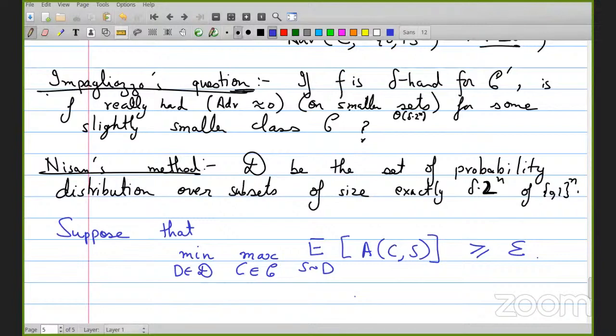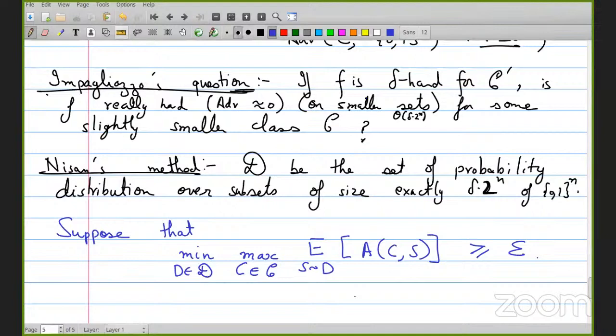Suppose that it so happens that our class script C is such that no matter what distribution we choose over these slightly smaller size subsets, delta times n, the expected advantage of the best C is at least epsilon. And what is the expected advantage? I first choose S at random and then look at the advantage of C over that S. So suppose that this is true.